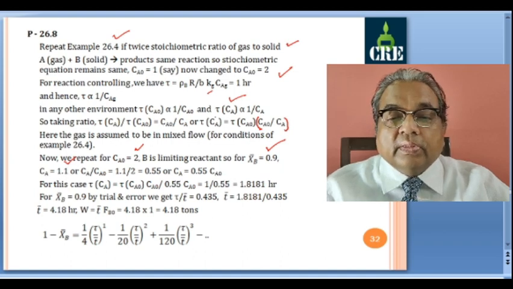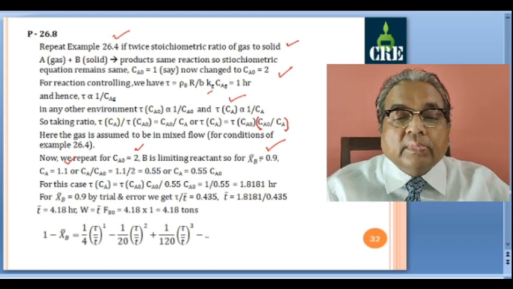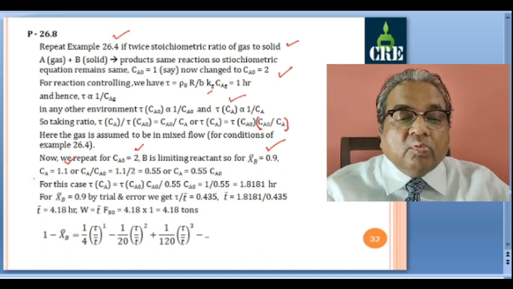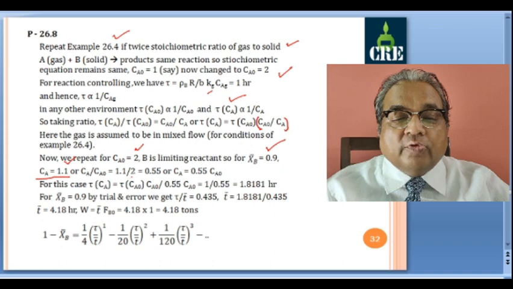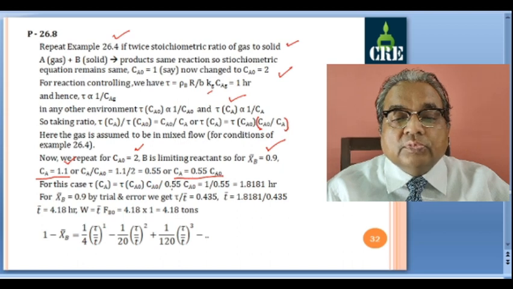This is final. That means if conversion of solids is 0.9, the same amount 0.9, because stoichiometry is 1:1, will be consumed, and what remains? End concentration 1.1. So Ca by Ca0 is 1.1 by 2, that means 0.55, or you can say Ca is equal to 0.55 Ca0. So in this case, this is going to be replaced, and if you substitute this value 0.55 Ca0, we get it as 1.8181.